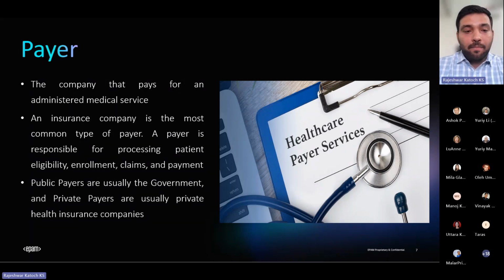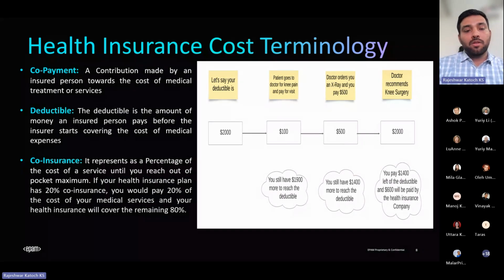Coming on to the next slide, which is on the health insurance cost terminologies. We have many terminologies, but I'm going to go with the most important and regularly used ones, which are co-payment, deductible, and co-insurance. Co-payment is the contribution which an insured person pays towards the cost of medical treatment services.